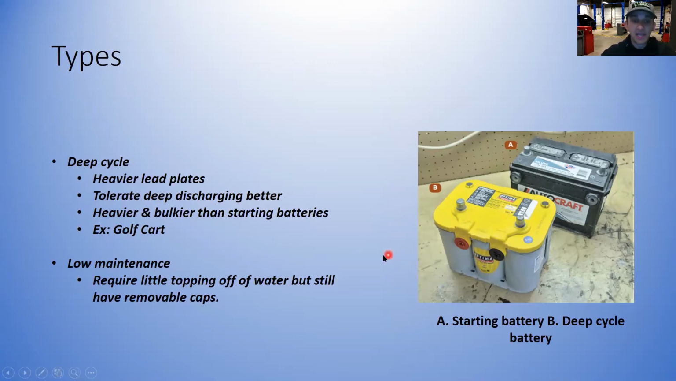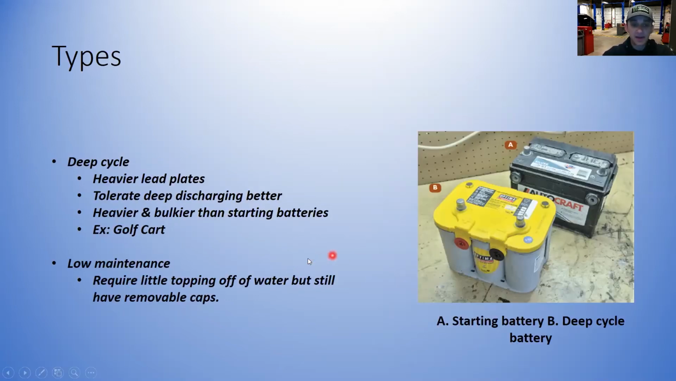So an example would be if you lifted up the seat of an electric golf cart, you'll see a bunch of deep cycle batteries wired together under there, and they are a lot bigger. So those are not starting batteries in a golf cart. Those are deep cycle batteries used because they tolerate the constant charging and then complete discharging and then charging and discharging a lot better. All right.